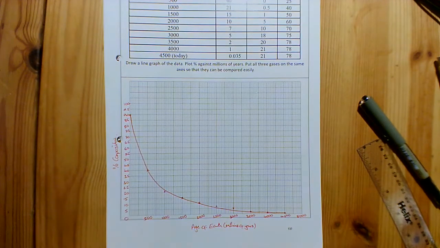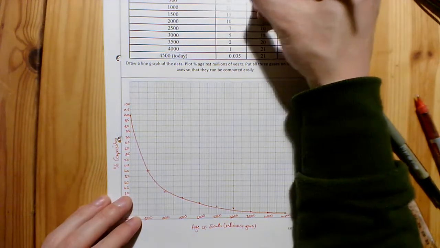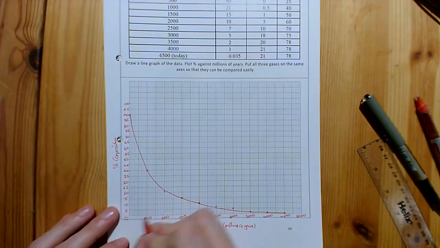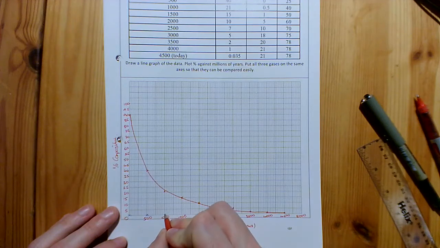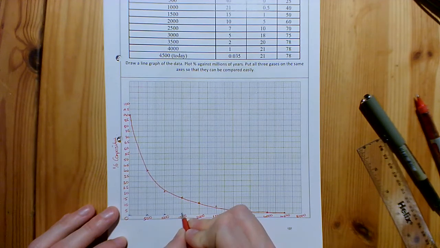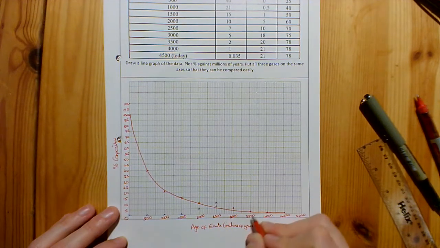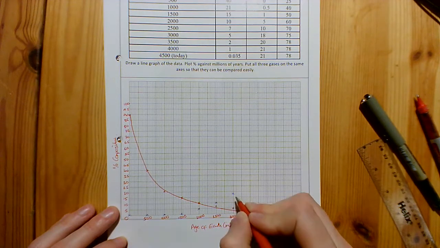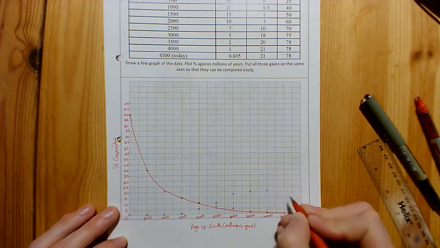Okay, and then let's have a look at the oxygen next. I'll do that one in blue. So it was 0, 0, 0.5, 1, 5, 10, 18, 20, 21.